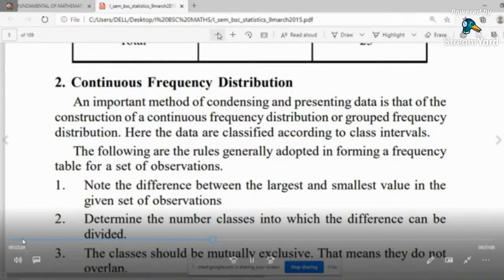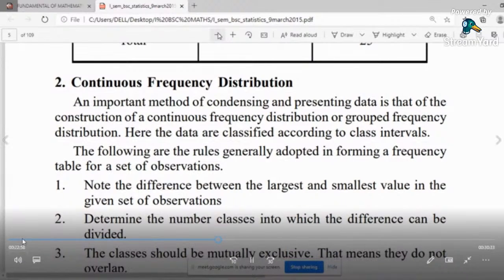Okay, what are the rules? Note the difference between the largest and smallest value in the given set of observations. So if it is 0 to 100, the marks come as 0 to 100. Determine the number of classes into which the difference can be divided. If we want 5 classes, we can divide 0 to 100 into 5 classes. No problem. You can put in 10 classes, 0 to 10, 11 to 20, etc.